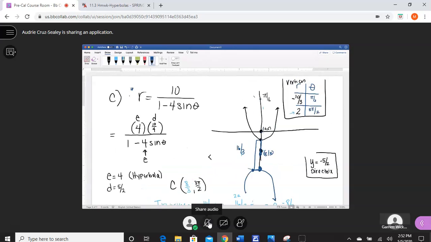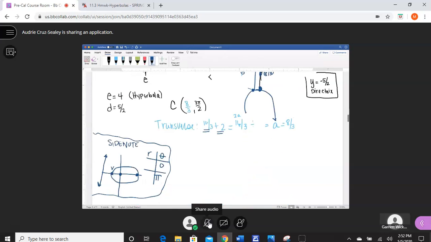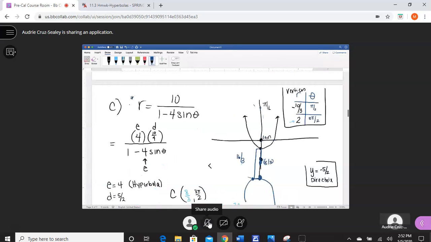Since the negative 10/3 pi, or well, pi halves? 3 pi over 2, yeah, pi halves. I wrote that wrong. Since that's below the directrix, do we include that in our answer? The vertices? Yes, you do. So when it asks you for vertices, you would still put both.